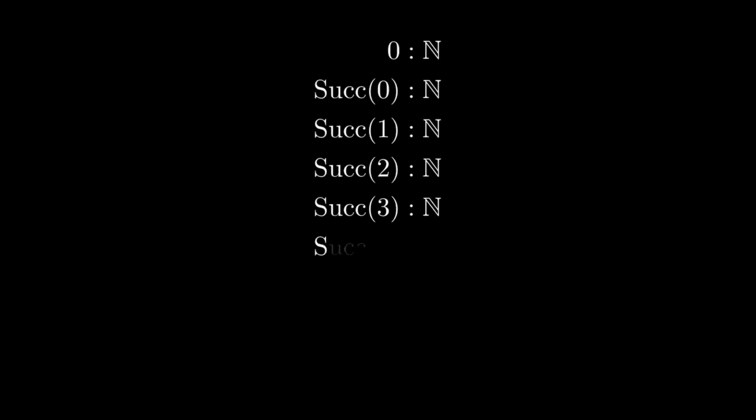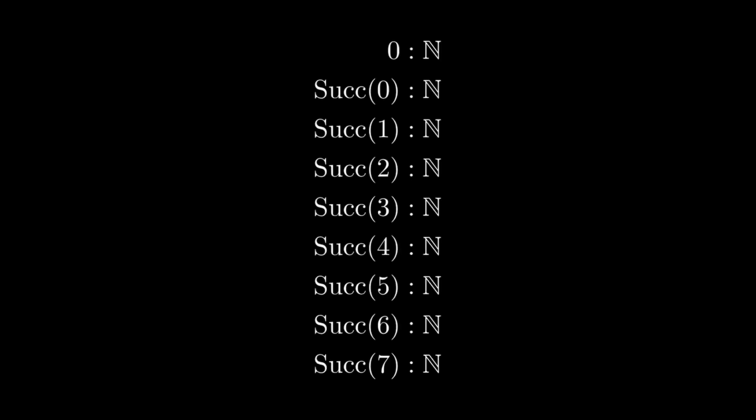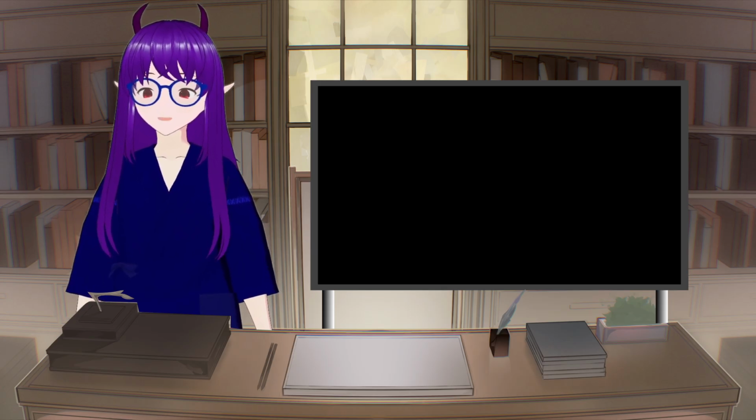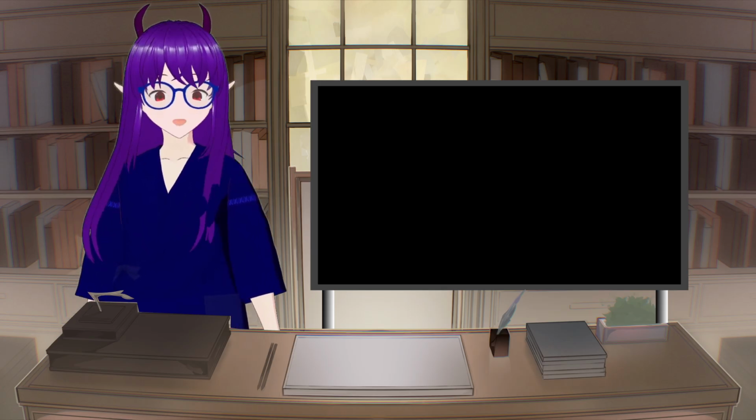The nat type ends up populated like this. You will notice that there are basically two kinds of natural numbers, 0 and numbers which are successors. This gives us a very powerful framework for dealing with natural numbers.